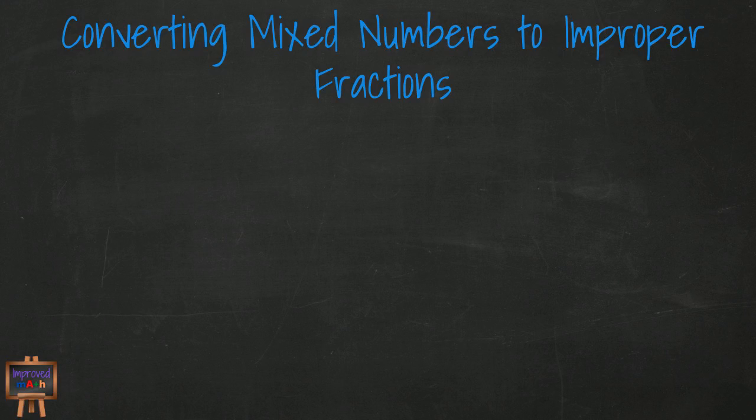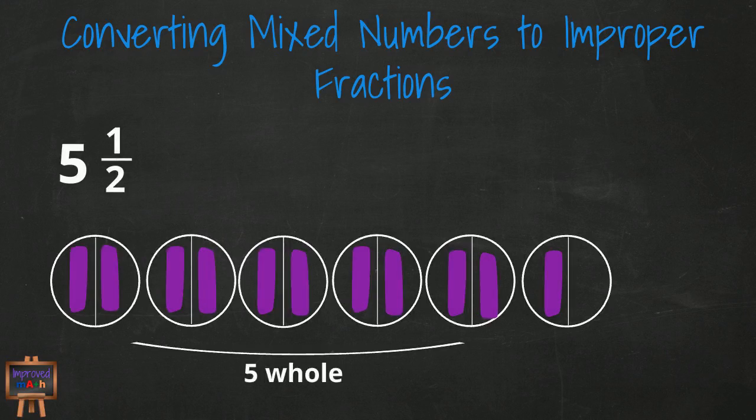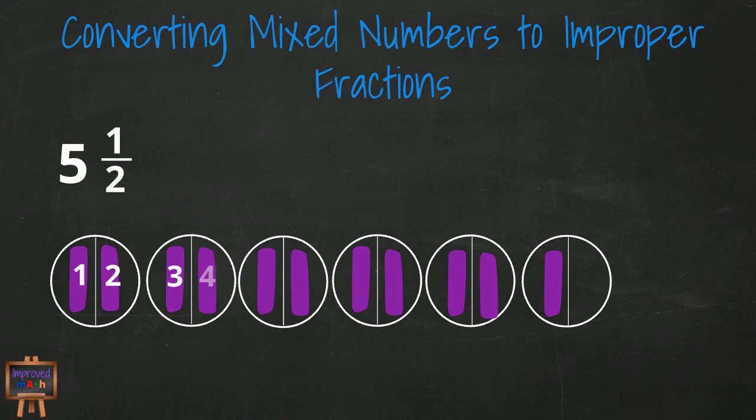Here, we have the mixed number of 5 1/2. The number 5 represents our whole number, and the half represents our proper fraction. Said differently, you have 1, 2, 3, 4, 5, 6, 7, 8, 9, 10, 11 halves. I guess you can figure out now that 5 1/2 is really 11 halves as an improper fraction. But let's talk about how you figure out how to get that way without a picture.